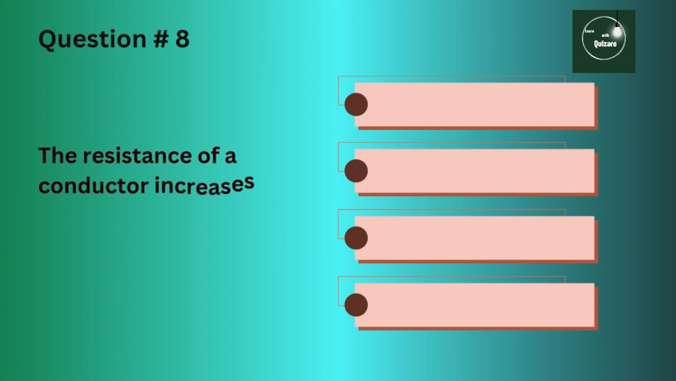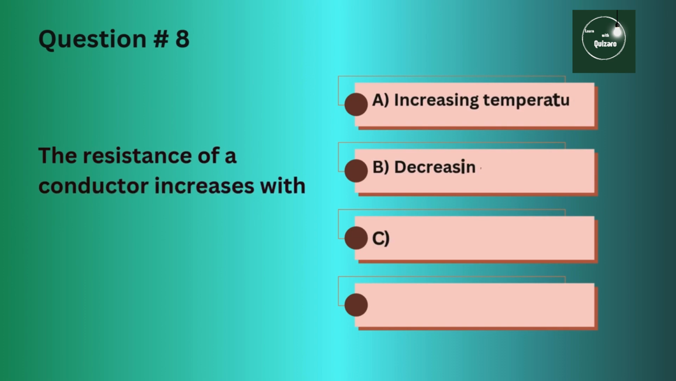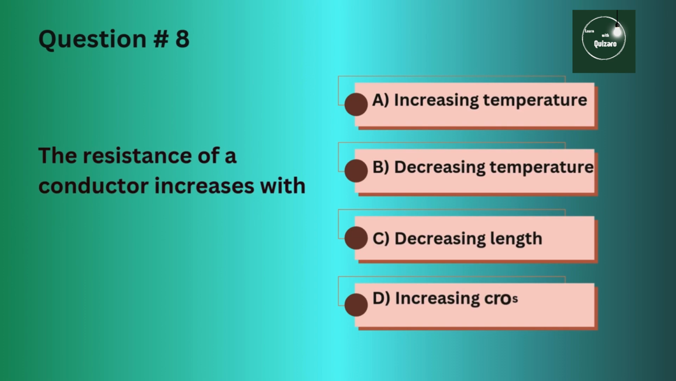Question number 8. The resistance of a conductor increases with A. Increasing temperature. B. Decreasing temperature. C. Decreasing length. D. Increasing cross-sectional area.